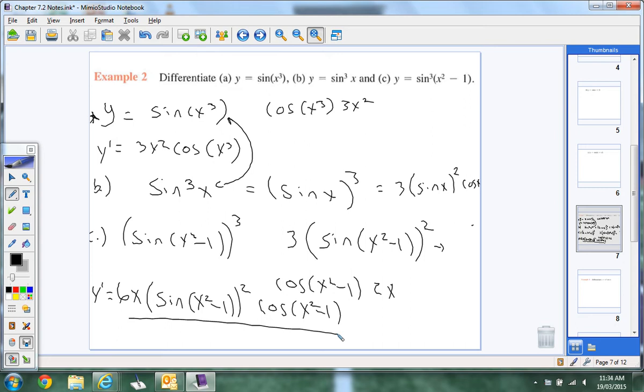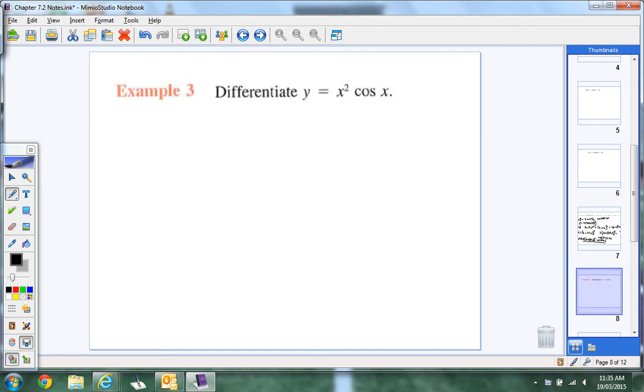It's all right. Let's pause the video then. There we go. So now we're going to do this one with the product rule because we have an x squared times a cosine x. So don't forget it's first times the derivative of the second plus derivative of the first.